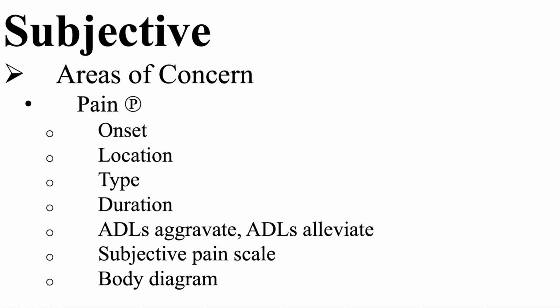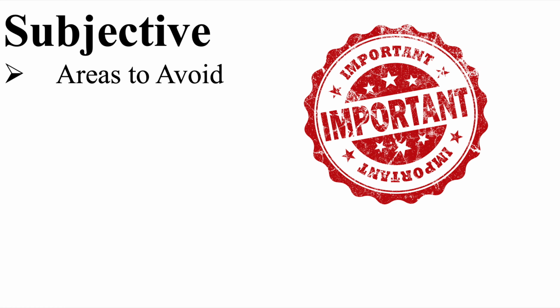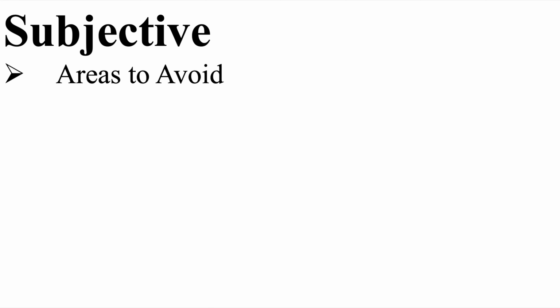Another subjective piece of information would be areas to avoid. I would argue that this is one of the most important pieces of information on the client's intake form for massage therapists. Why? Because when a client lists an area to be avoided, this means that they are setting a boundary. They are saying, I do not want you to massage my glutes, or I do not want you to massage my scalp, or I do not want you to massage my feet.